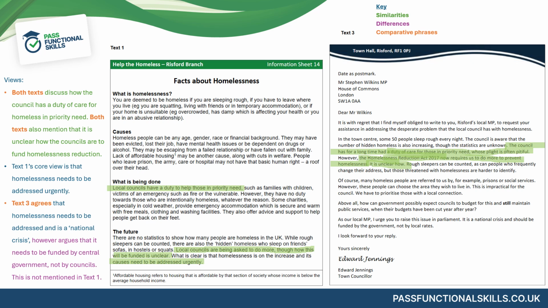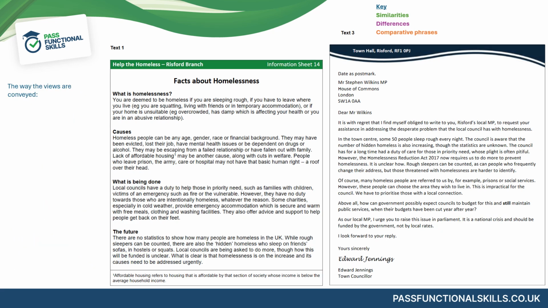Text 3 agrees that homelessness does need to be addressed, and they say that it's a national crisis, and throughout they use phrases like plight and pitiful to show that they do have sympathy for the homeless people. However, Text 3 argues that it needs to be funded by central government and not by councils, so they say that here, not by local rates, which is another way of saying local authority, local council. That's not mentioned in Text 1, however they do mention that it's unclear how the council are able to fund this.